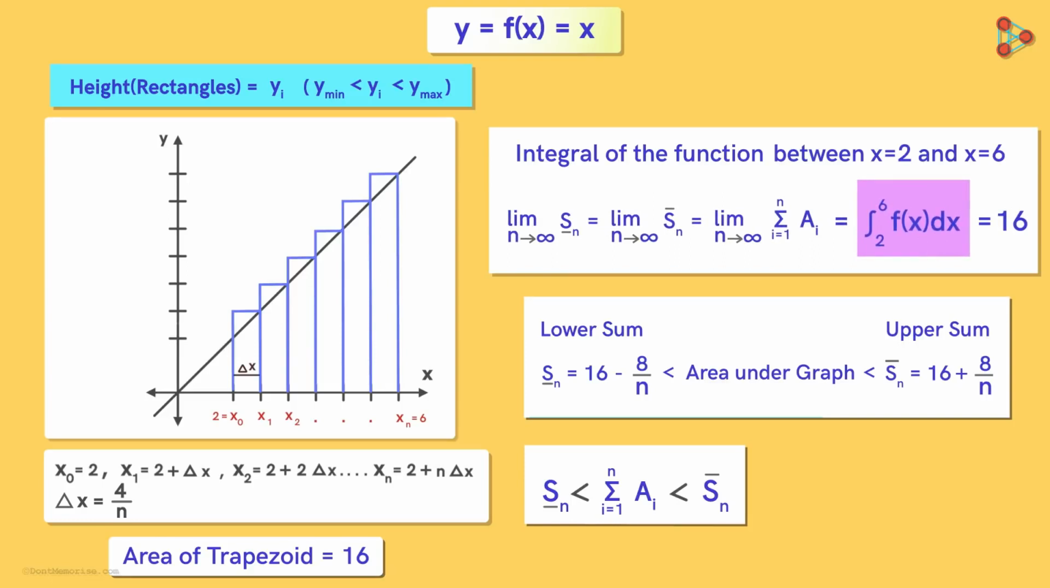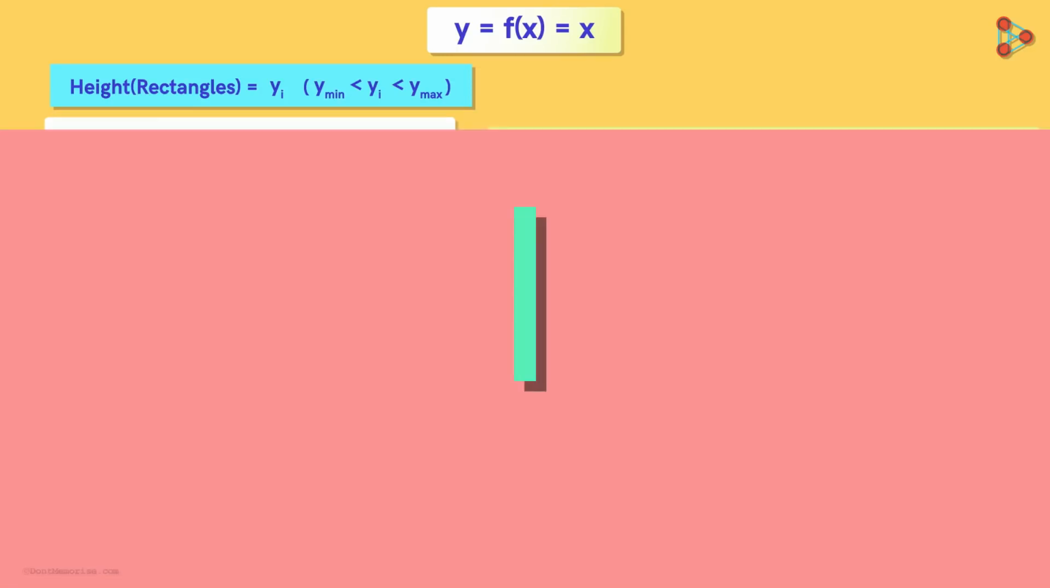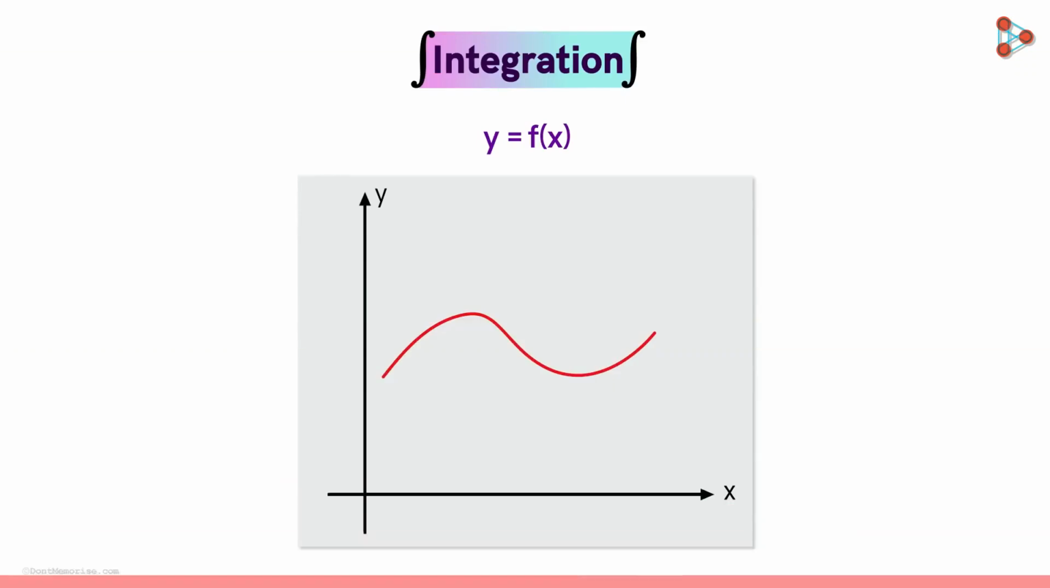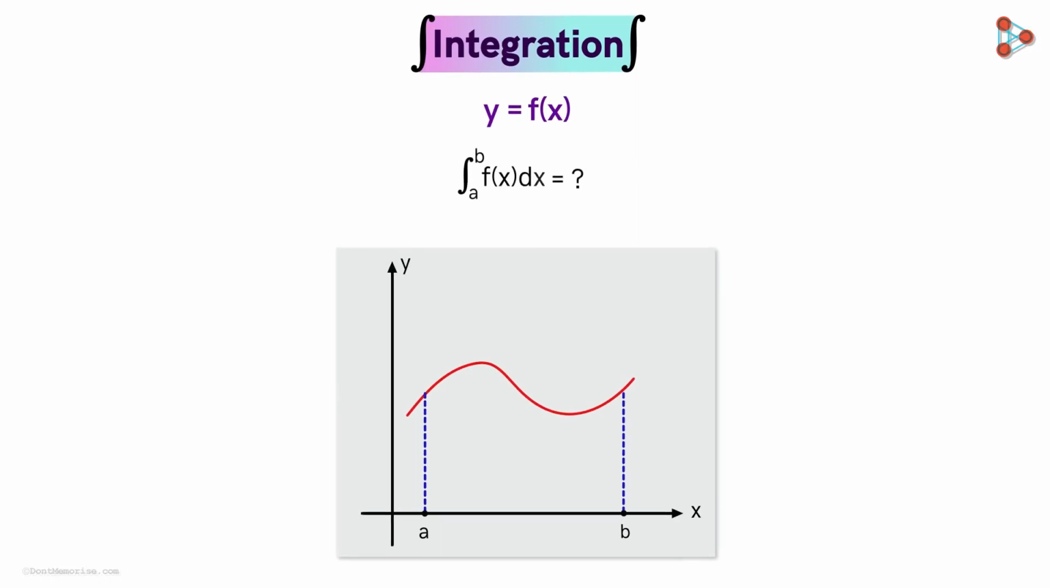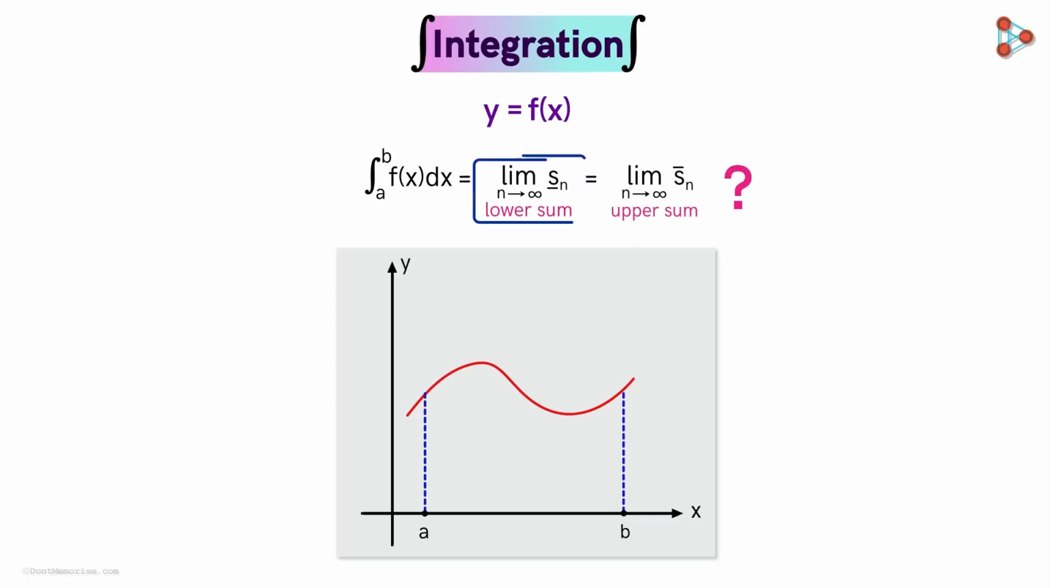In the next part, let's summarize the whole process of integration and understand what this means. Consider this general function. Let's say we want to find the area between x equal to a and x equal to b. That is, the integral of this function between x equal to a and b. We saw that this integral is equal to the limit of the sum of the areas of the rectangle. In particular, we always consider the limit of the lower sum and the upper sum. So what are the lower sum and the upper sum?